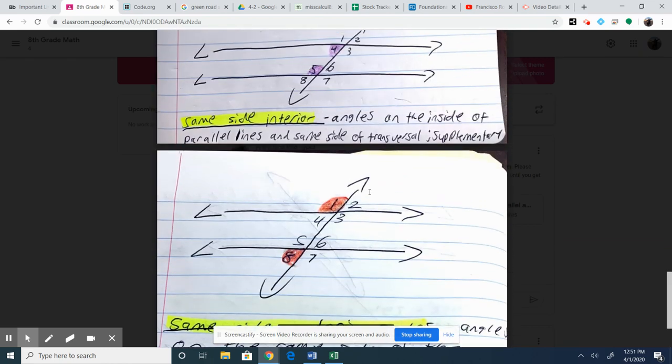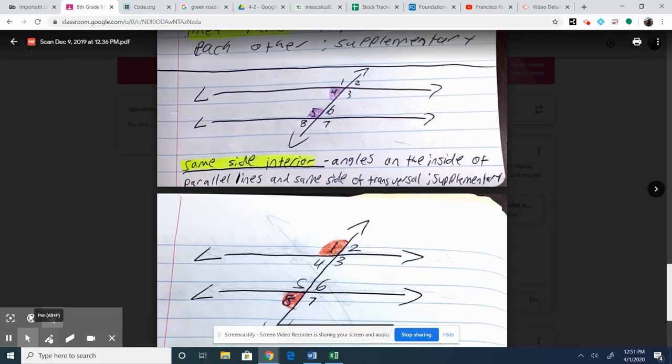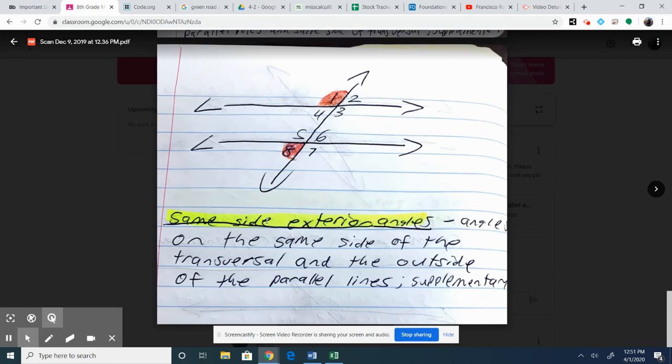Finally, we have the same side interior. When we're talking about same side, we're talking about the same side of the transversal. And again, interior means that we're talking about the inside of the parallel lines. So 4 and 5 are same side interior, 3 and 6 are same side interior as well. And finally, we have our same side exterior, which means just on the outside of the parallel lines. So 1 and 8, 7 and 2.